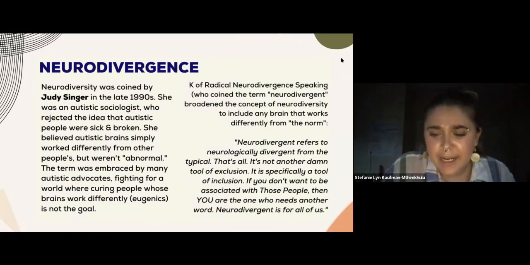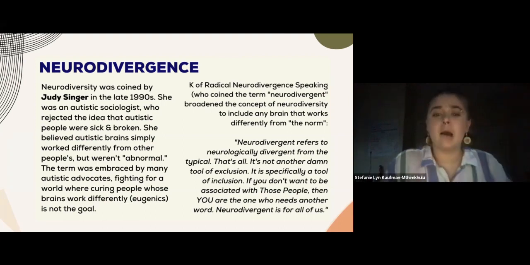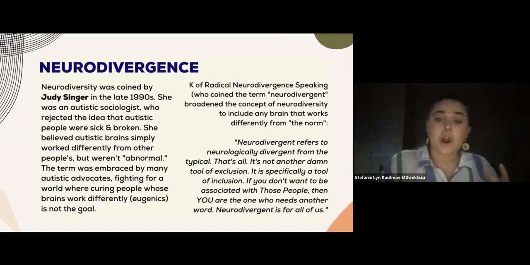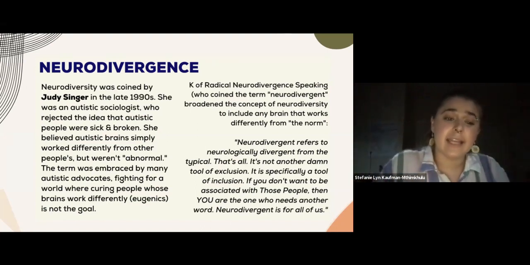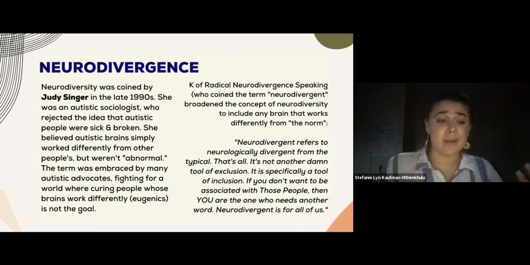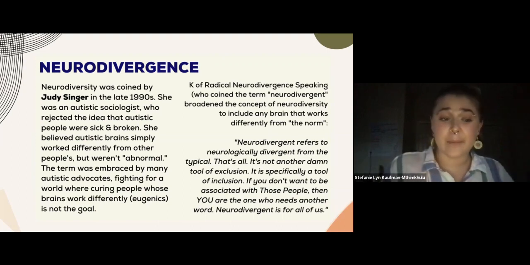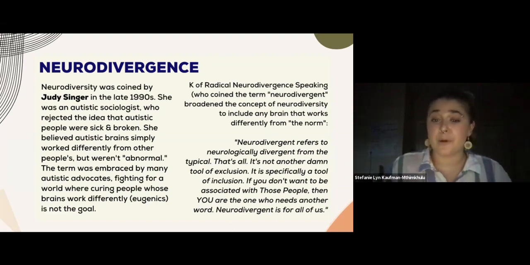I also want to name a framework that has come in kind of stark opposition to more medicalized models. And this is the concept of neurodivergence or neurodiversity, which was coined by Judy Singer in the late 1990s. She was an autistic sociologist who really rejected the idea that autistic people were sick and broken. She believed autistic brains simply work differently from other people's, but that they were not abnormal.